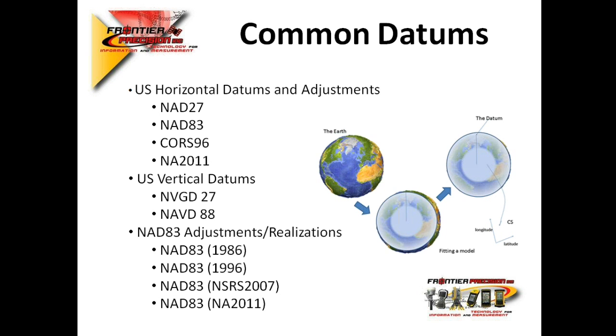You can see some horizontal datums and adjustments here, all the way down to NAD83 up to the North American Datum of 2011, as well as some vertical datums, 27 and 88 there. And then within NAD83 itself you have different adjustments and realizations that exist all the way from 86, 96, NSRS 2007, and then the latest, which is the 2011 realization of NAD83.